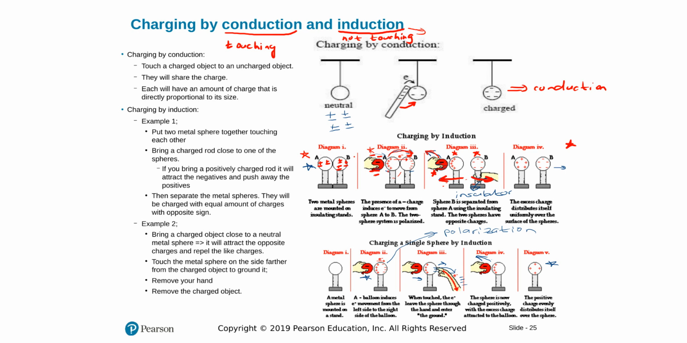Another way could be to put the balloon close to a single metal ball. Then I touch the ball on the side where the negative charges are accumulated. Those charges will go to the ground through my body. First I remove my hand, then I remove the balloon. Now my metal ball will be overall positively charged. That's by induction.